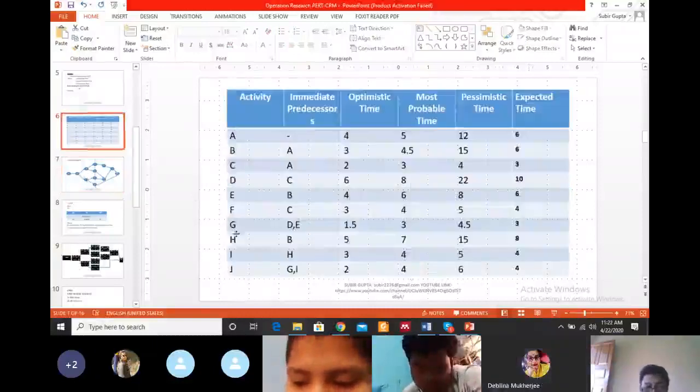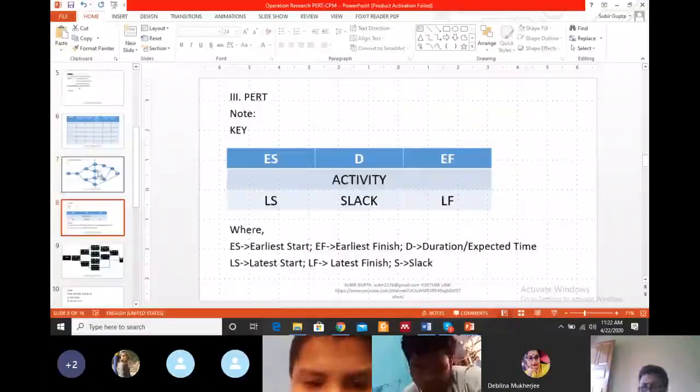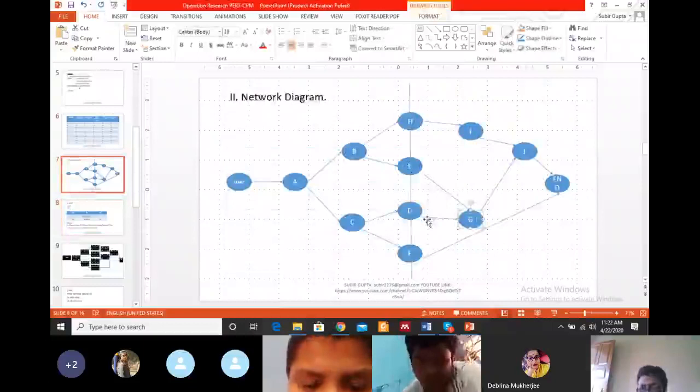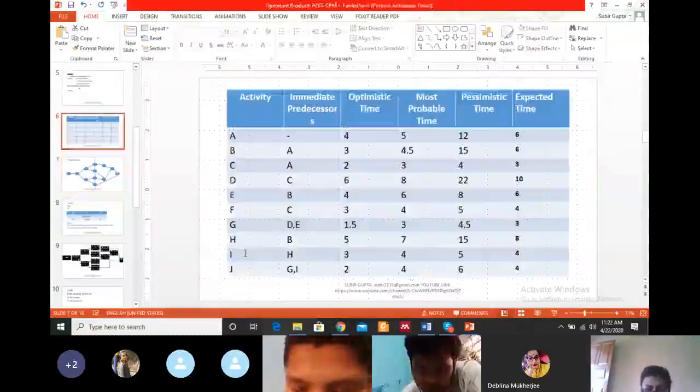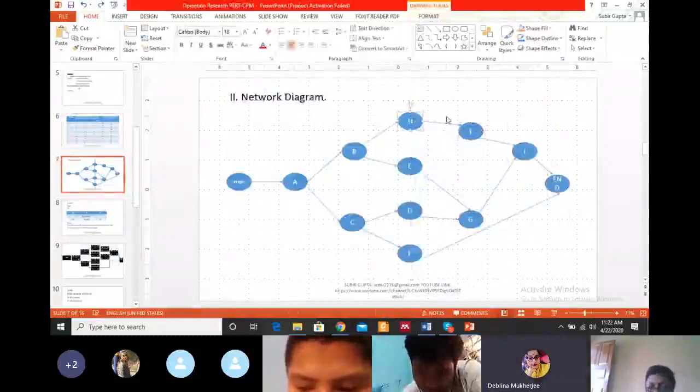Okay. Next is G coming from D and E. So you introduce G from D and E. We make two arrows, from E to G and D to G. Right? G is coming from E and D. Okay, everybody? Similarly, after that, I coming from H. We make an arrow. Okay?